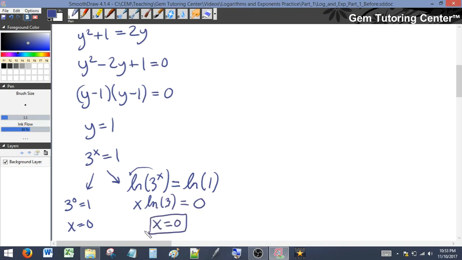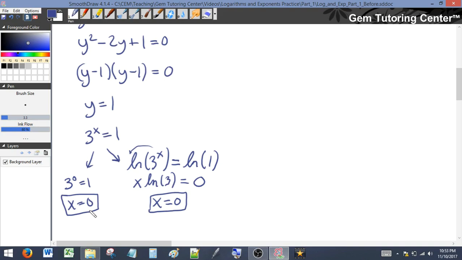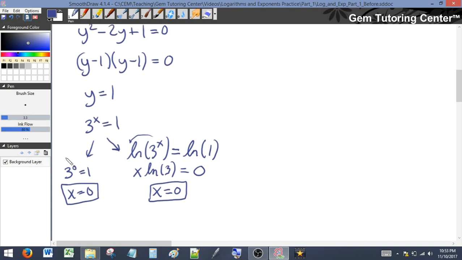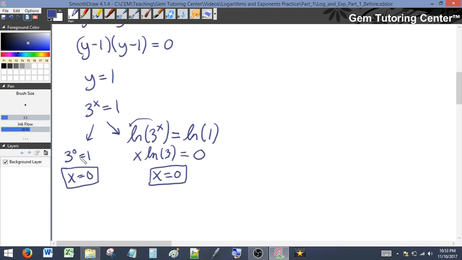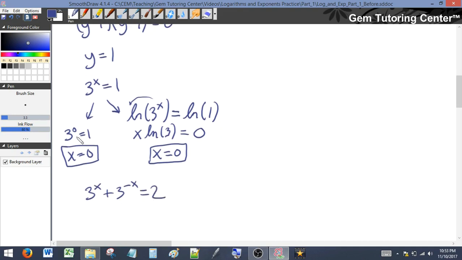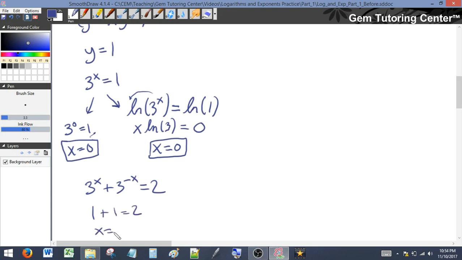So whichever path you choose here, you will get x equals 0. And if we notice that 3 to the 0 equals 1 from the beginning, remember that the original expression was 3 to the x plus 3 to the negative x equals 2. If we notice this right from the beginning, we could have just said, well, 1 plus 1 equals 2, so x must be equal to 0.